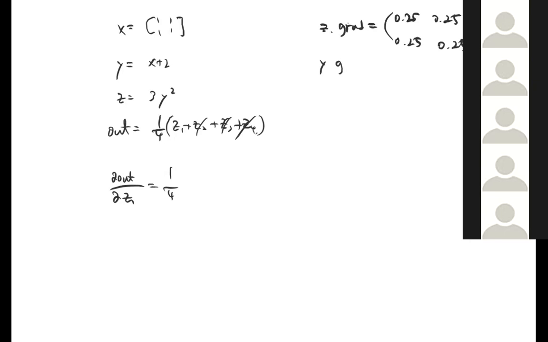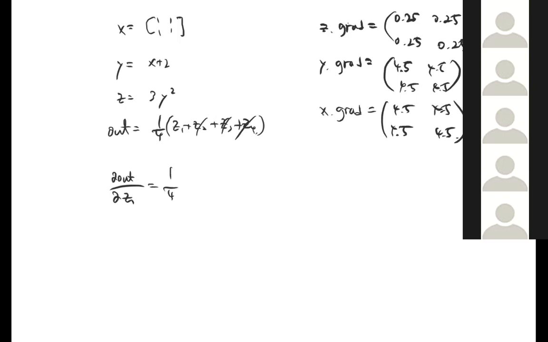And if you remember, y grad was 4.5, 4.5, 4.5, 4.5. And x grad was, again, 4.5, 4.5, 4.5, 4.5. So that is why all the z's have 0.25, a quarter, because the differentiation of out with respect to z1 or z2 or z3, z4 is just 1 over 4. And with out with respect to y, there will be 4 y's, but we'll just take one y. Let's just take z1 because we're not mixing the dimensions, different coordinates, so we can just do it coordinate by coordinate.